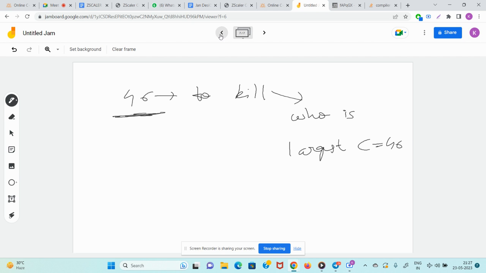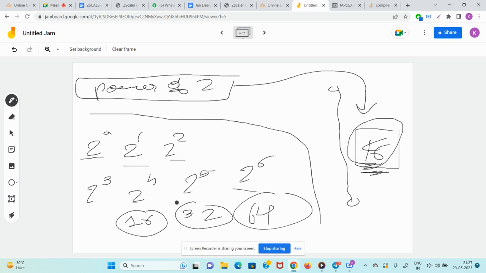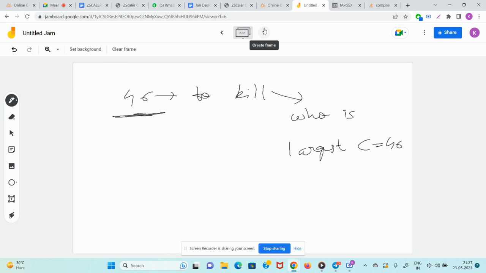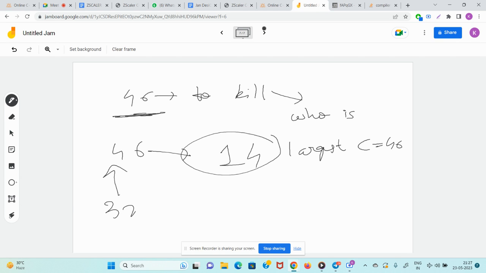So guys, which guy will you send? You will send 2 raised to 5, 32. So now, 46 minus 32, you just send a 32 and it will be destroyed. What is 46 minus 32, guys? It is 14. So you use 32. You use the power of 2 to cover this.